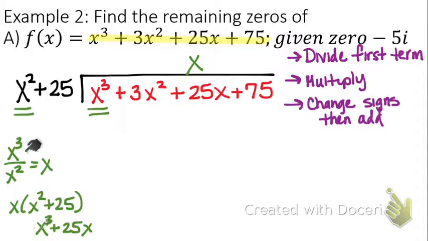So after I divide it, this is what I got. And then I'm going to multiply. This is what I get. Now line these terms up. So x cubed would go here. 25x would go here. And then the third step says change signs, then add. So this x cubed is going to become negative, and the 25x becomes negative.